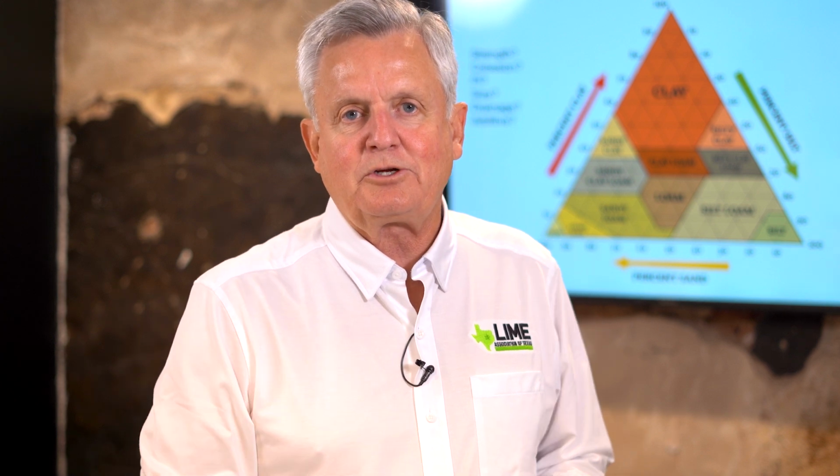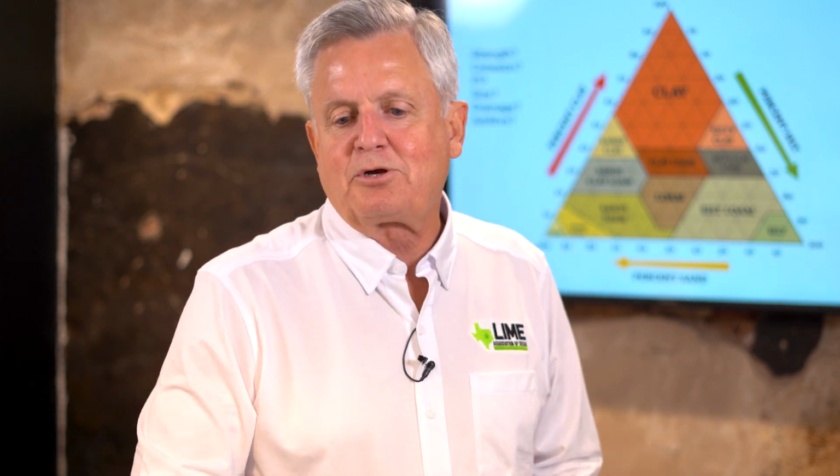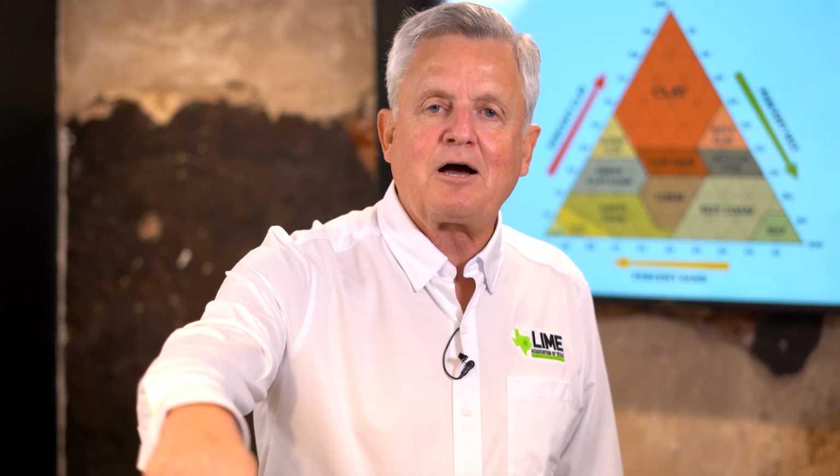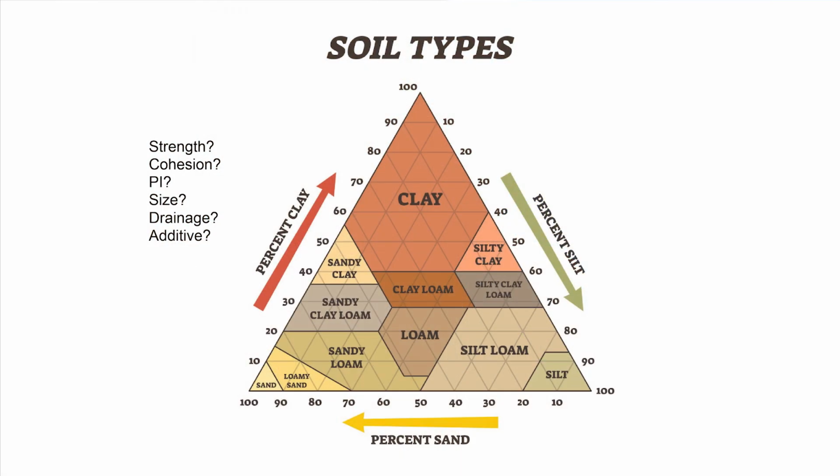Now again, these normally don't come nice and neat to where you just see a pure clay. If you went to the very top of this pyramid, that's pure clay that you can make pottery out of. It has nothing else in it. If you go to the bottom left-hand corner, that's pure sand, with nothing else in it. And then the bottom right-hand corner is silt.